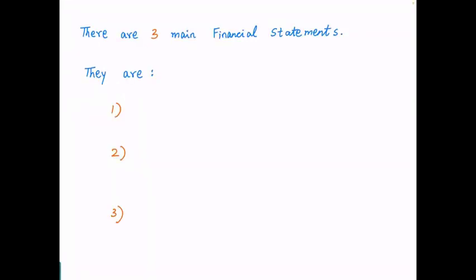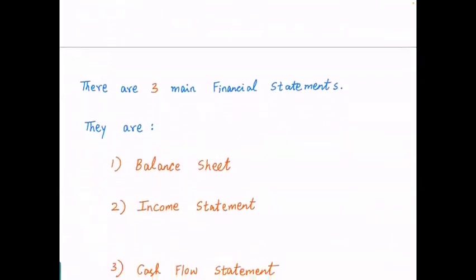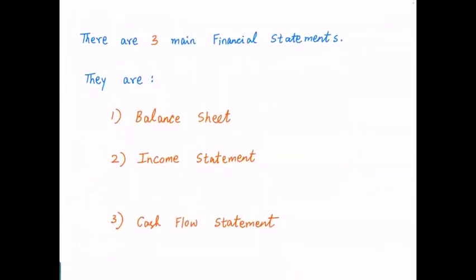Exactly right. So we have the balance sheet, the income statement, and the cash flow statement. Those are the three financial statements. And in the next few slides, we'll talk about what each one of them is and what they tell us about the business.